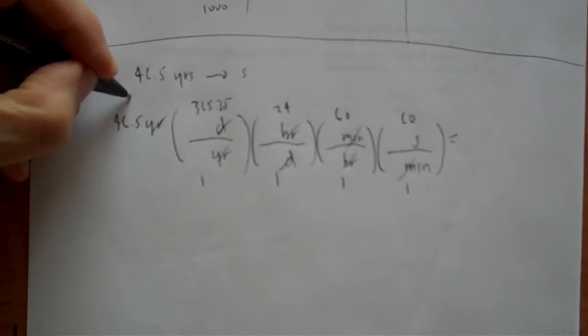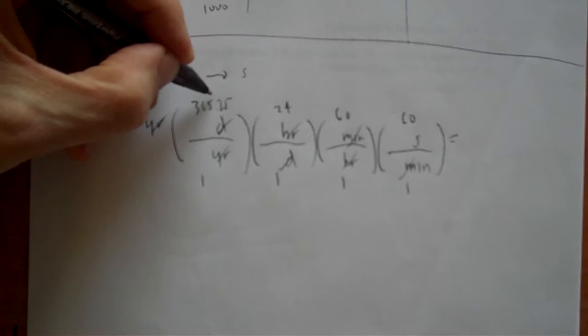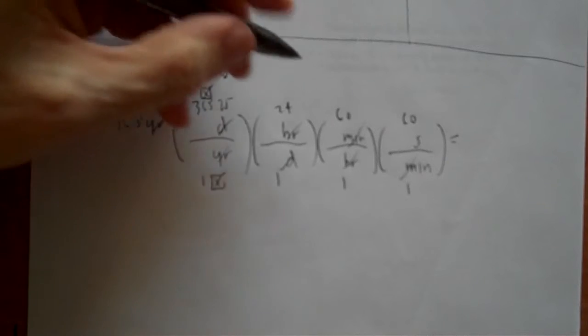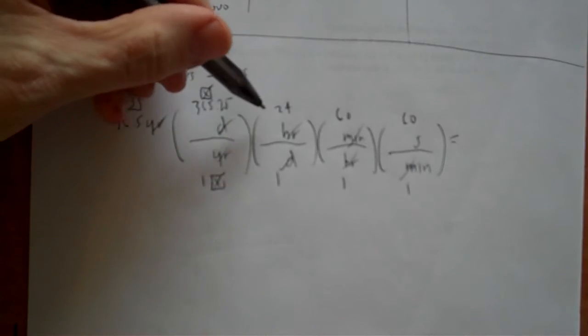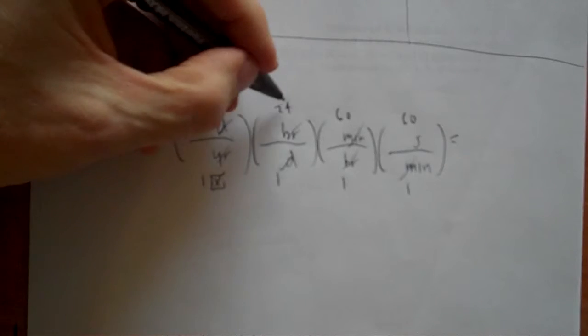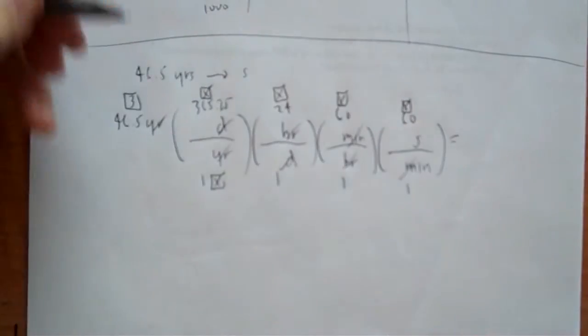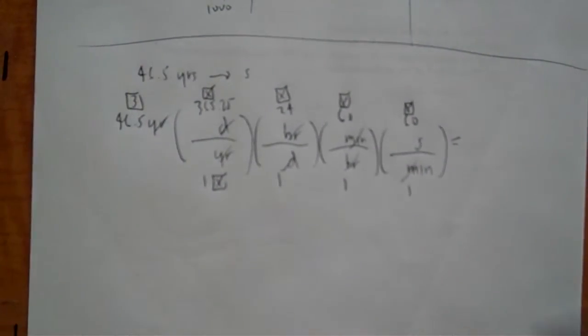Alright? There are 3 sig figs. This is exact, I think. Alright, definitely that's exact. All ones are exact. In this kind of setup, all ones are exact. 24, that's exact. 60 is exact. 60 is exact. Alright, so it looks like I'm going to have 3 sig figs in my answer. 46.5 times 365.25 times 24 times 60 times 60.